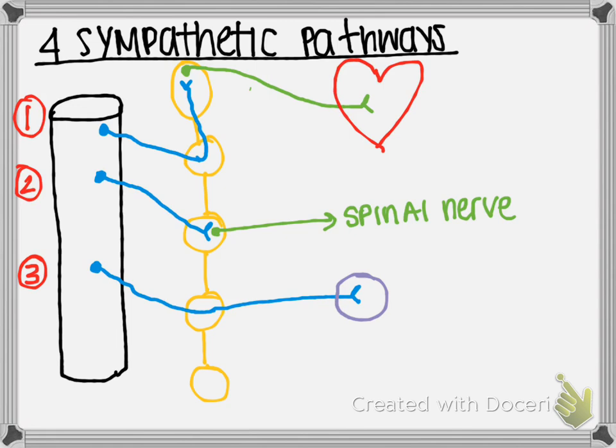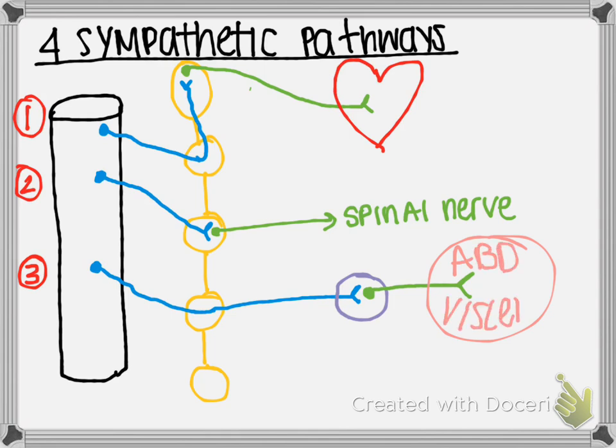It's going to synapse with the postganglionic neuron. And since this is the splanchnic pathway, the postganglionic neuron will synapse in one of the abdominal visceral organs. Okay, so that's our third pathway, and that was the splanchnic nerve pathway.